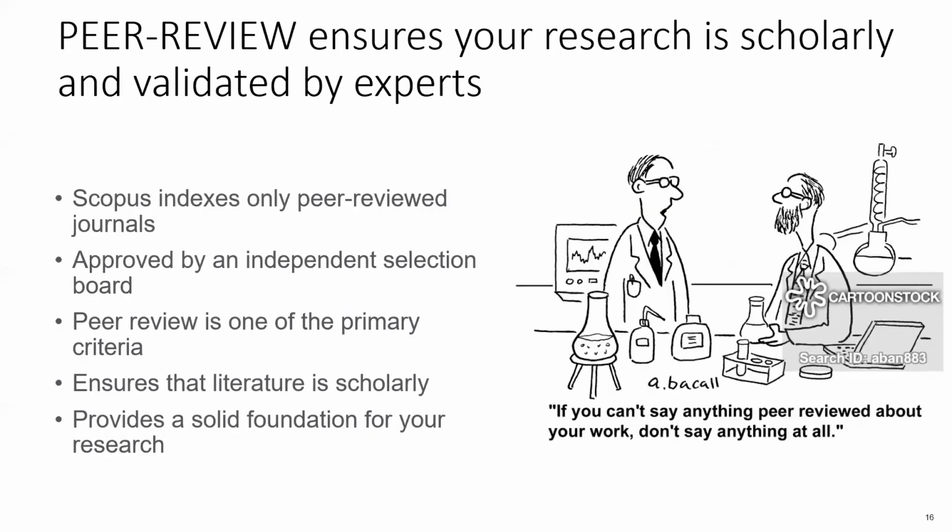And then it is peer reviewed. So all the papers in Scopus are peer reviewed, and that ensures your research is scholarly and it is validated by experts. Scopus indexes only peer reviewed journals, and they are independently selected and approved by the Content and Selection Advisory Board to ensure that the literature is scholarly, and that helps you to be sure that you are building on a solid foundation. Your research is also on a solid foundation.